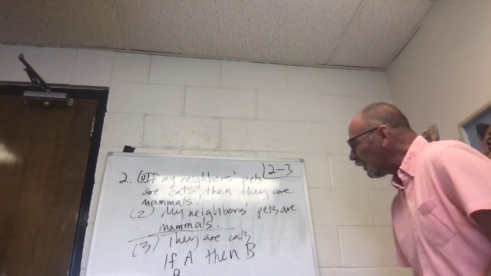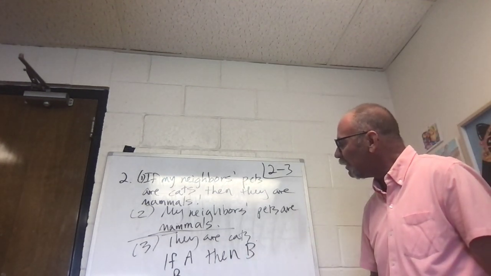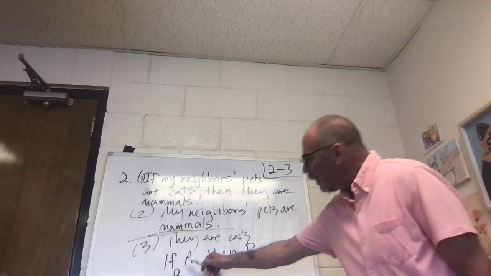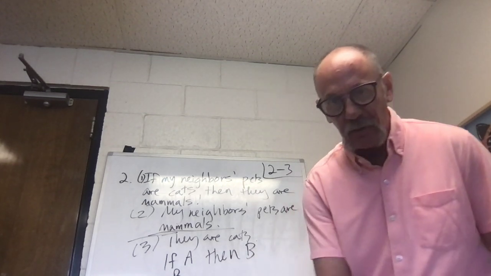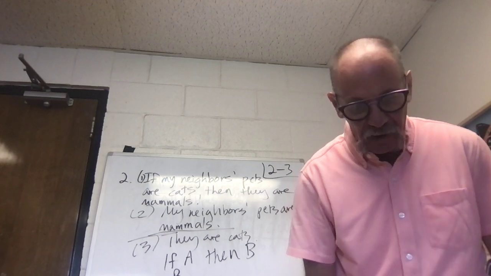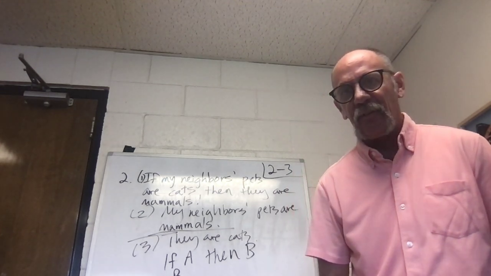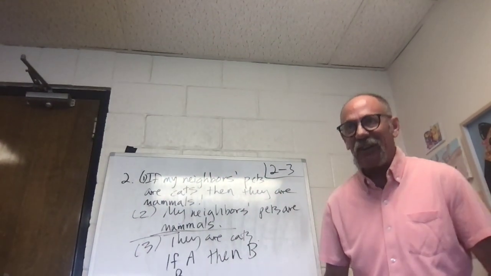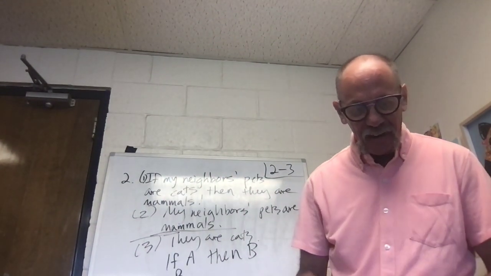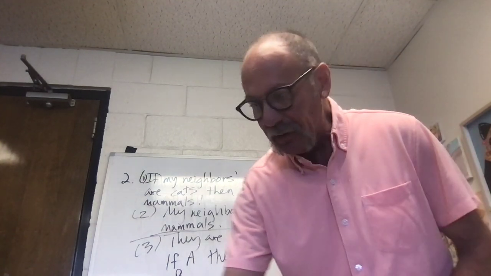What we need to do again is find something to substitute for A and B that will give us well-known truths for the premises and a well-known falsehood for the conclusion. How about this? For A, let's substitute: you are a kindergarten student. When I say you, I mean you, the student who's watching this video right now. So A is you are a kindergarten student. B, you are a student.